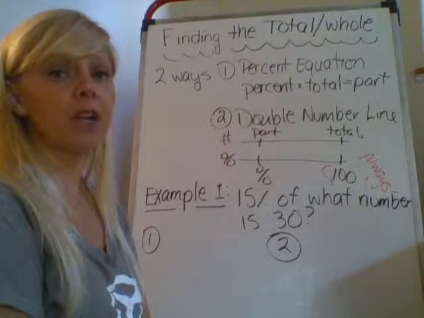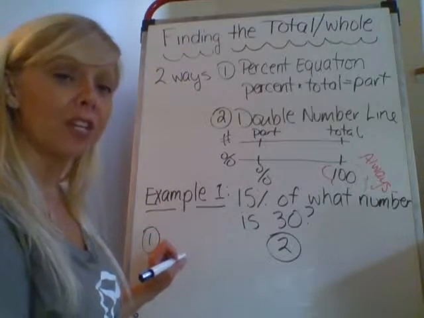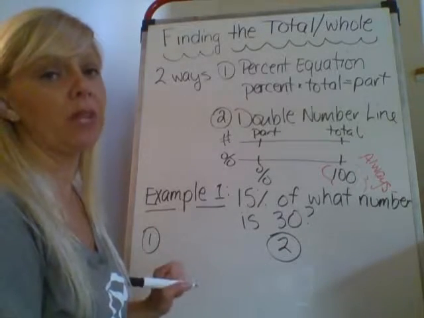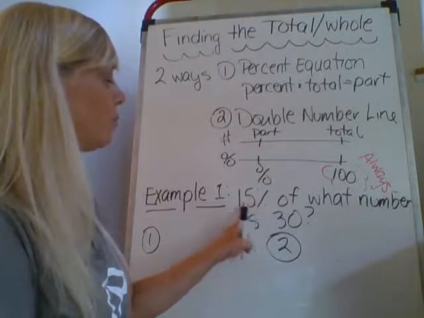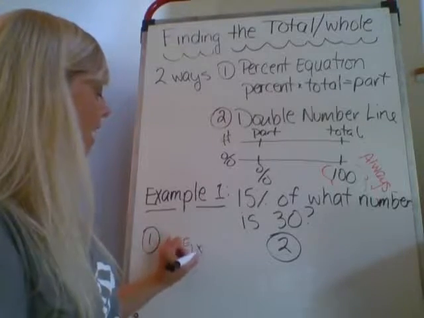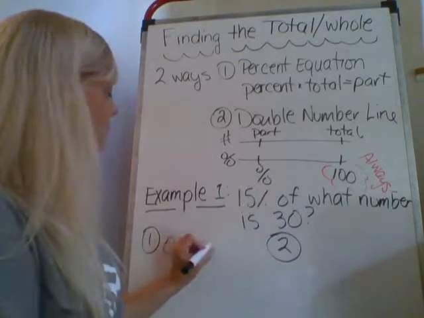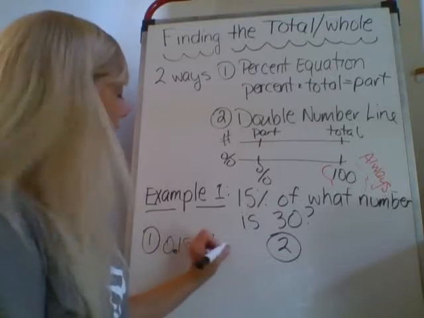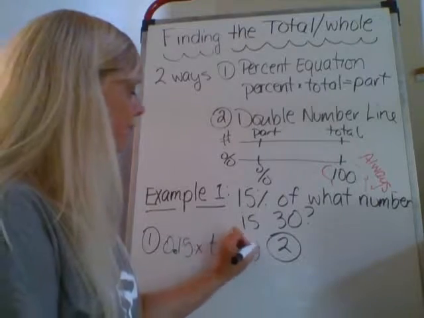So if I'm using the percent equation, I know the percent, it's 15%. You are welcome to make this a fraction or a decimal. In this one, I'm gonna make it a decimal, and the next one I'll make it a fraction. So if I'm gonna change 15% to a decimal, I'm gonna move the decimal point over twice, and it becomes 0.15. I'm gonna times it by the total. I don't know what number that is. So that's my unknown. So I'm going to put T for total. And I know it equals, because that's what "is" means, 30.